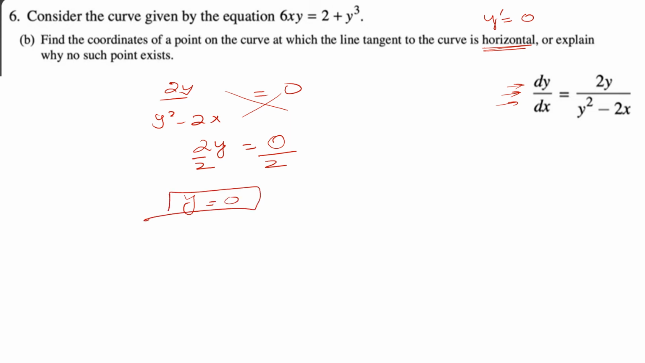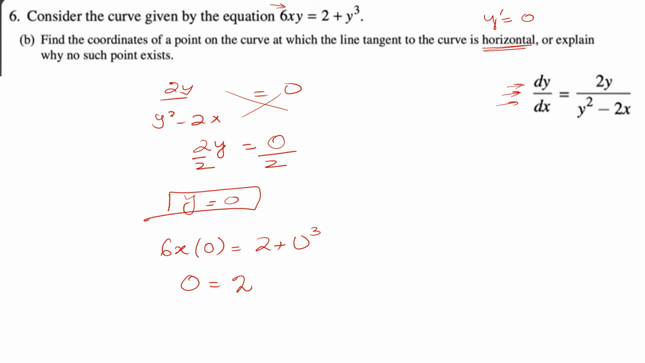Now put this y coordinate in the first equation. So you will get 6x, and in place of y just replace it by 0. So 2 plus 0 cubed. So what do you get? Anything multiplied by 0 is 0, and 2 plus 0 is equal to 2.